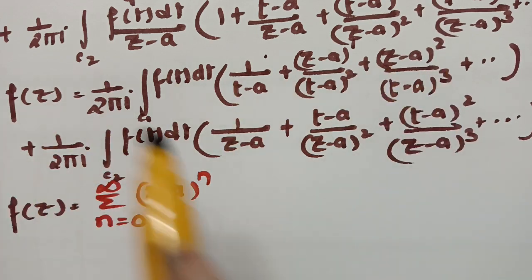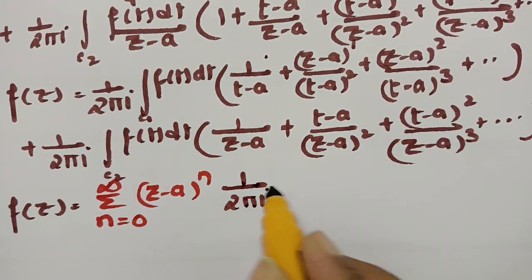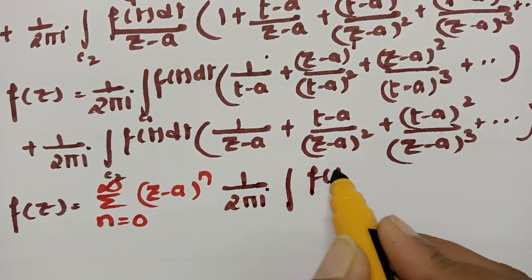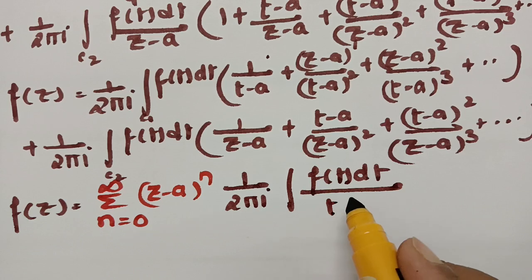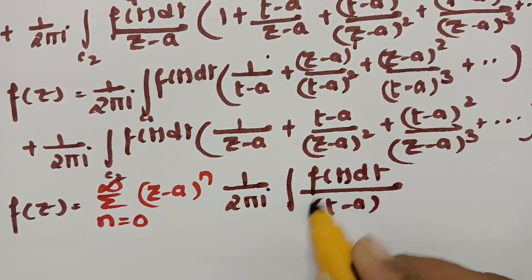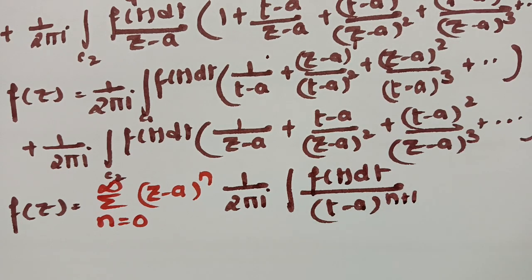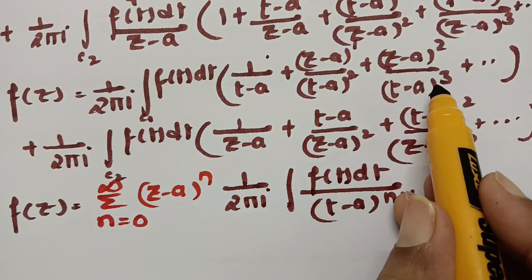I am sending this outside, and I am writing the rest as 1 by 2 pi i integral f of t dt by, this value I can write as (t minus a) power n plus 1. Why n plus 1? If I keep 0 in this, this will be power 1. If I keep 1 in this, I'll be getting 2. If I keep 2, this is cube.